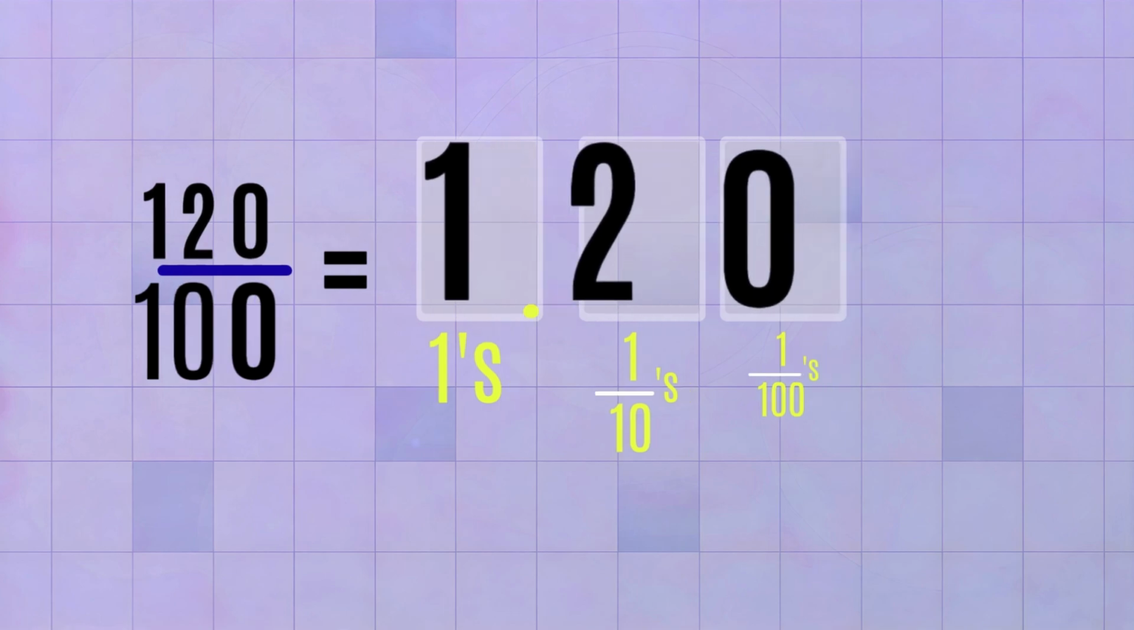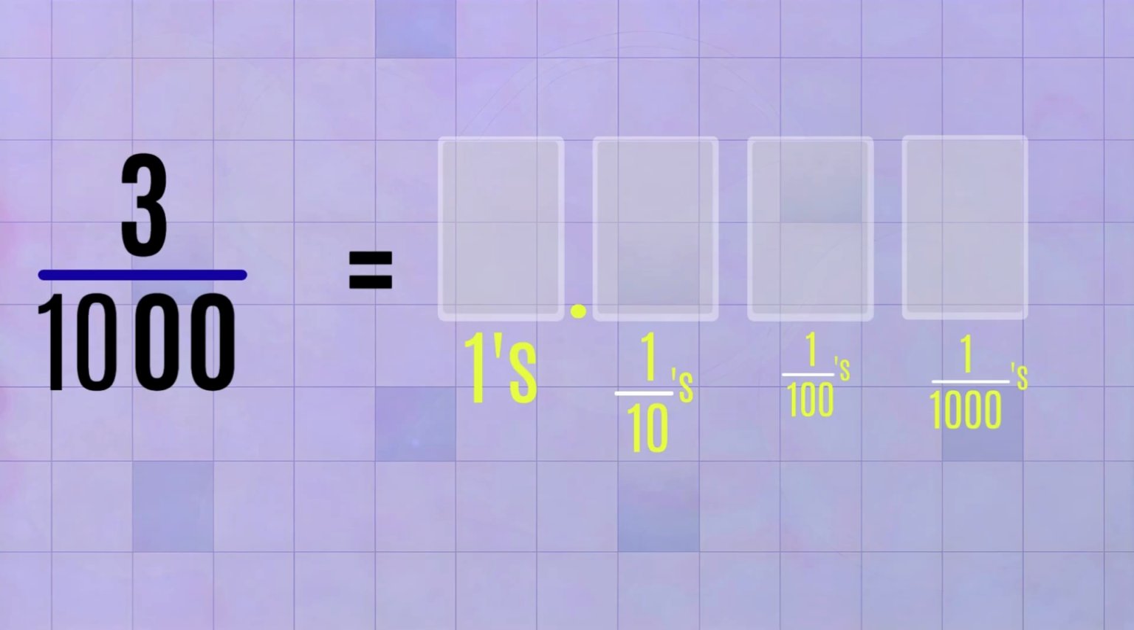Next, let's look at 3 over 1,000. This time we only have one digit on top, so we can't really break it into parts. That means we use the old trick. We need 4 boxes. Ones place, tenths place, hundredths place, thousandths place.